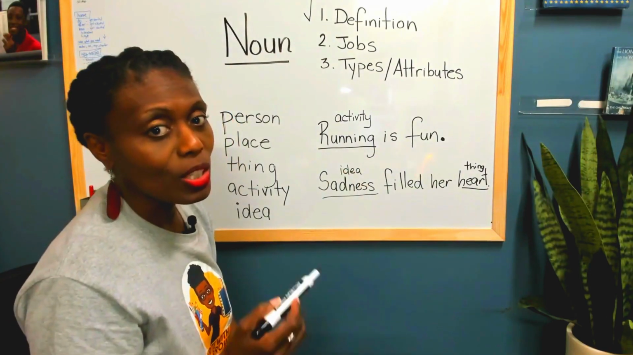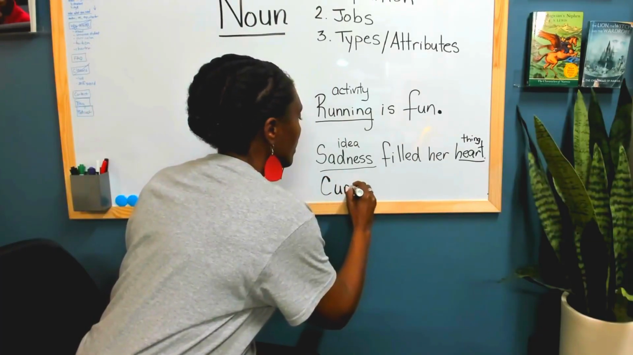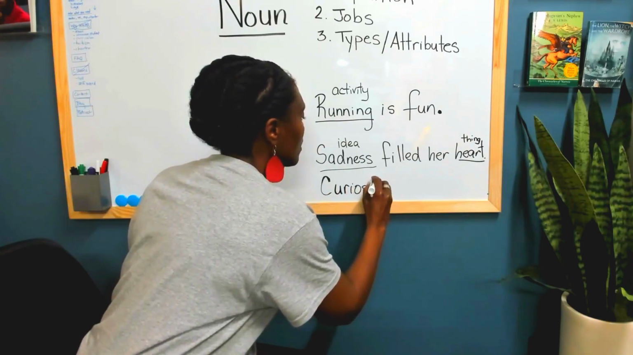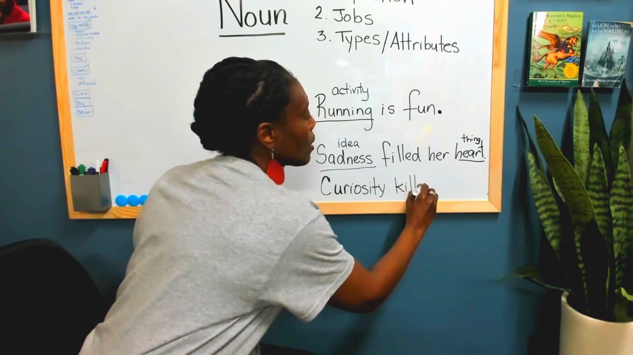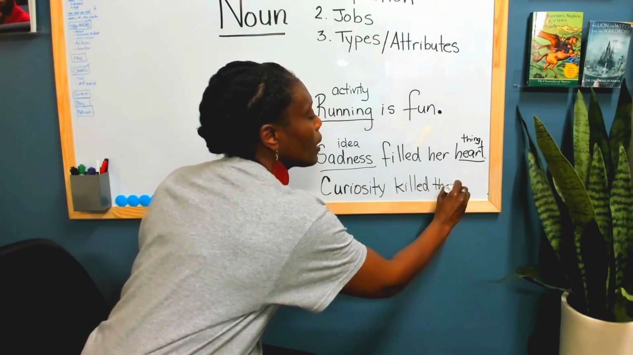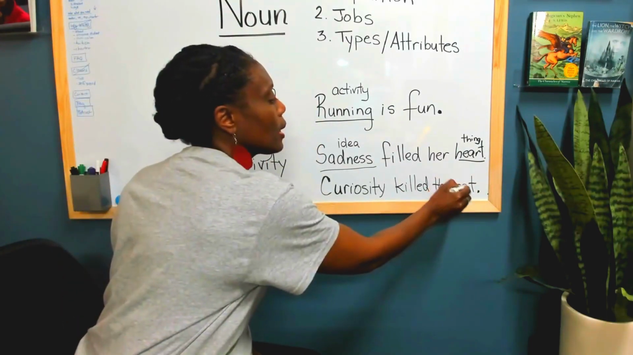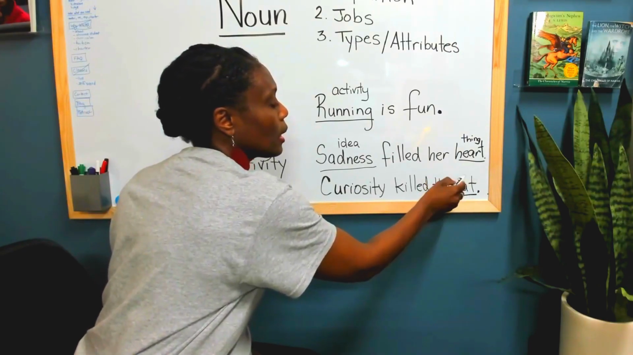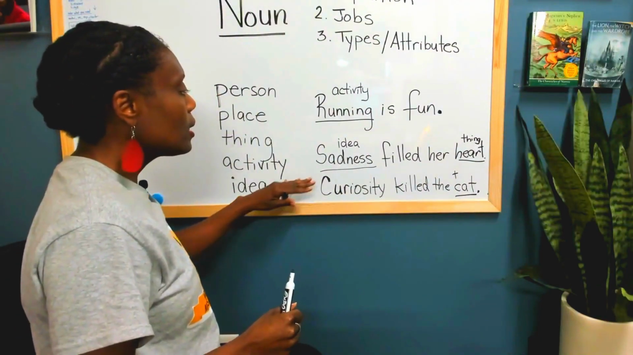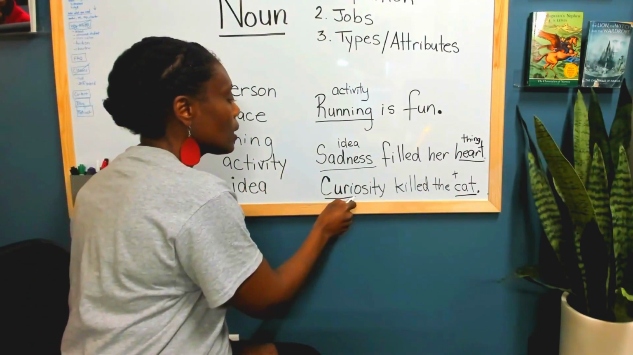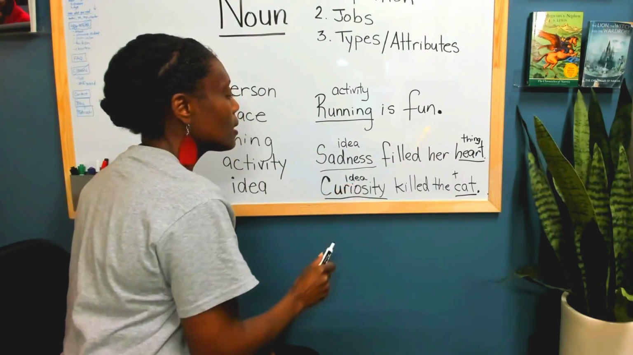Another one that's kind of funny is curiosity killed the cat. All right, now in this sentence, obviously, cat is a noun, but it's a thing. All right, it's just a thing noun. But curiosity is an idea, just like sadness. Curiosity is a noun that functions as an idea.